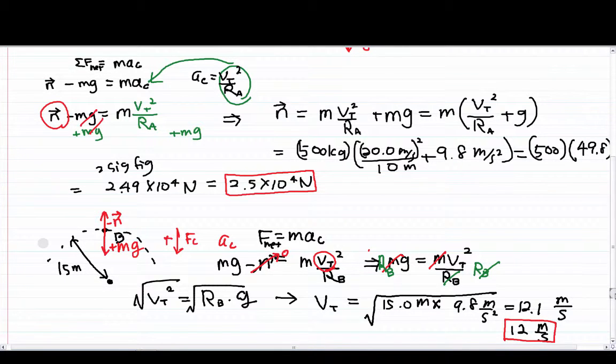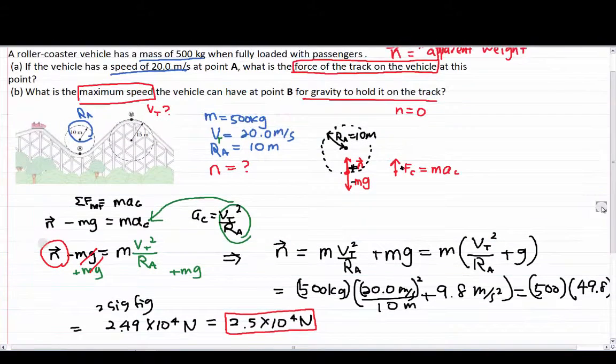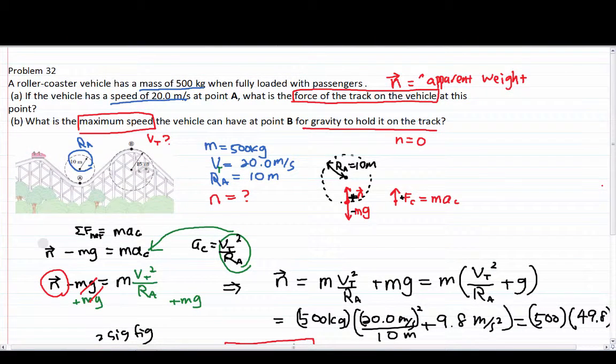In other words, if we go beyond that speed, say 13 meters per second at point B, this vehicle is no longer going to be on the track. Anything under it, like say 11 meters per second, or even 11.9 meters per second, the people here will not feel much weight, but they are still on the circular track.